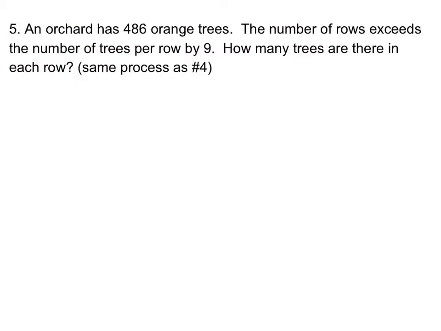Number 5, an orchard has 486 orange trees. The number of rows exceeds the number of trees per row by 9. This one basically gets set up the same way that we did the last one. The rows times the number of trees per row equals the total number of trees, 486. And here the number of rows exceeds the number of trees, so the rows are the same as the trees plus 9. The number of rows is actually 9 more than the number of trees per row.